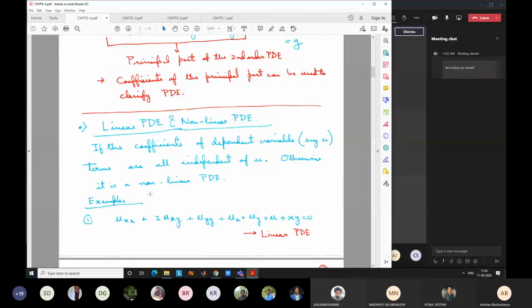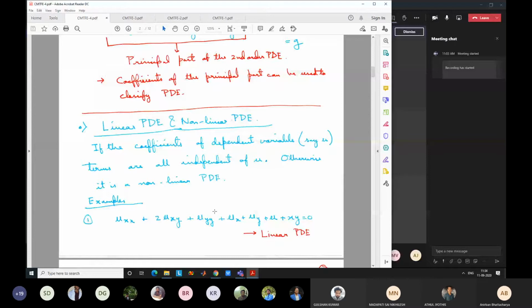Okay. What are some examples of linear and non-linear PDEs? So see this first example, u_xx plus 2u_xy plus u_yy plus u_x plus u_y plus u plus xy. None of the u terms contains a coefficient which is a function of u. This is a linear PDE.